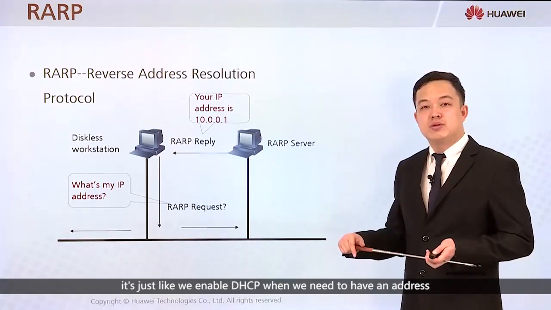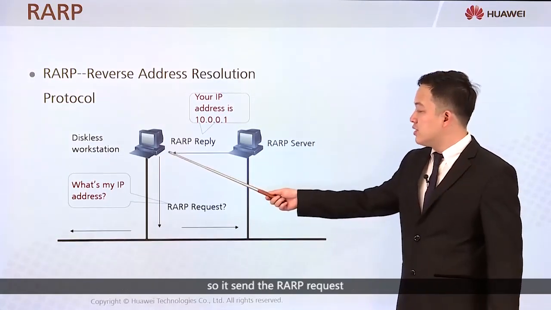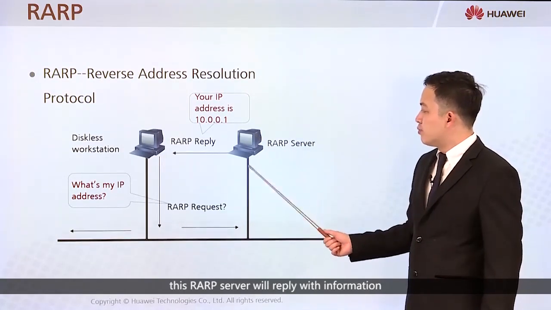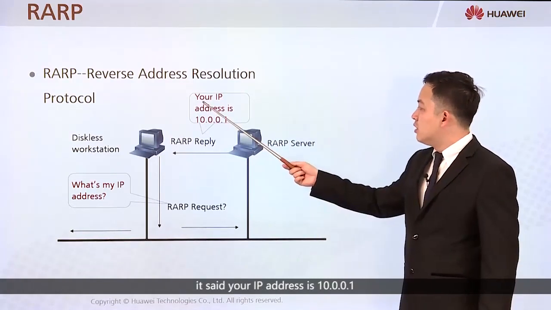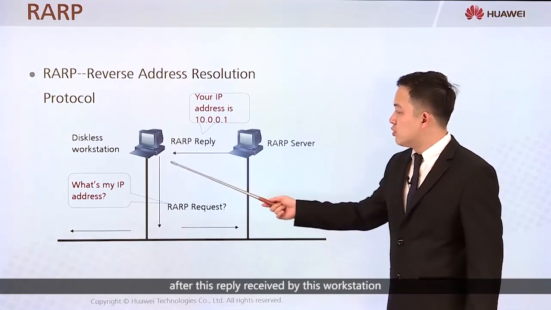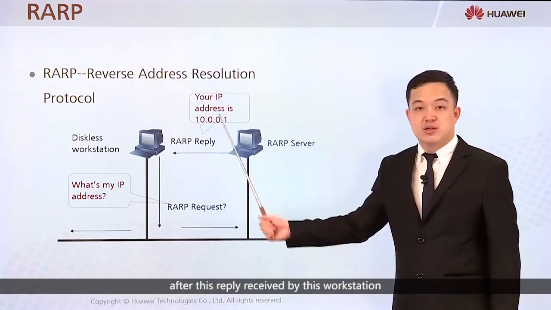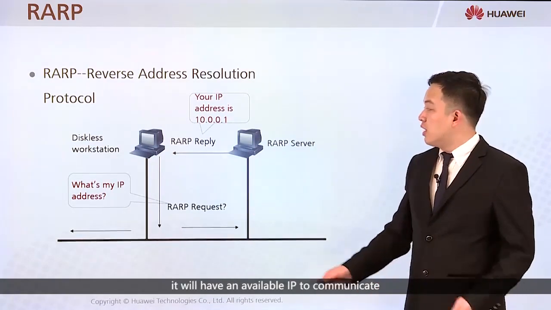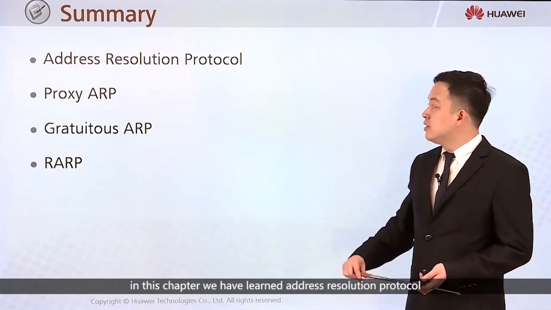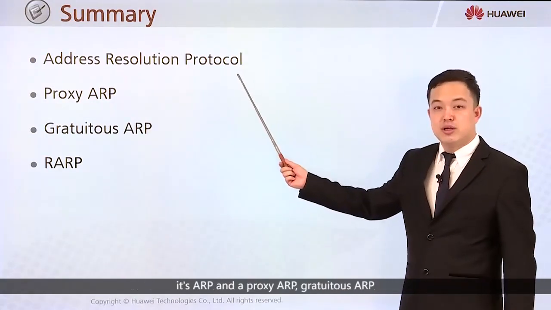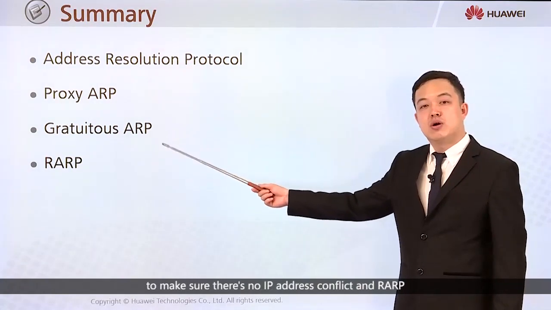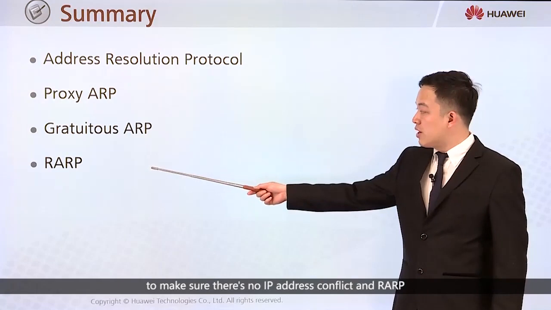We need to have an address. So it sends the RARP request. The RARP server will reply with this information: your IP address is 10.0.0.1. After this reply is received by the workstation, it will have an available IP to communicate. In this chapter, we have learned the address resolution protocol, ARP, proxy ARP, gratuitous ARP to make sure there's no IP address conflict, and RARP.